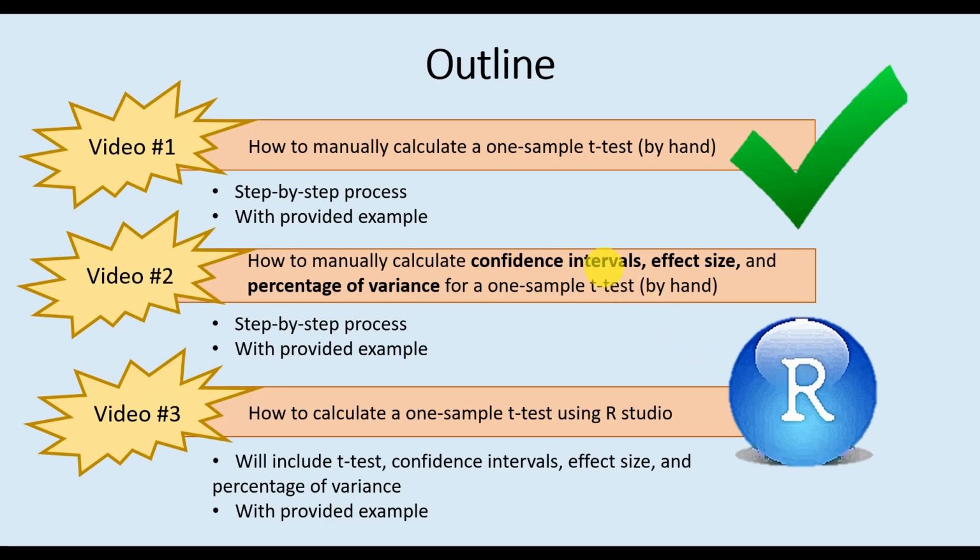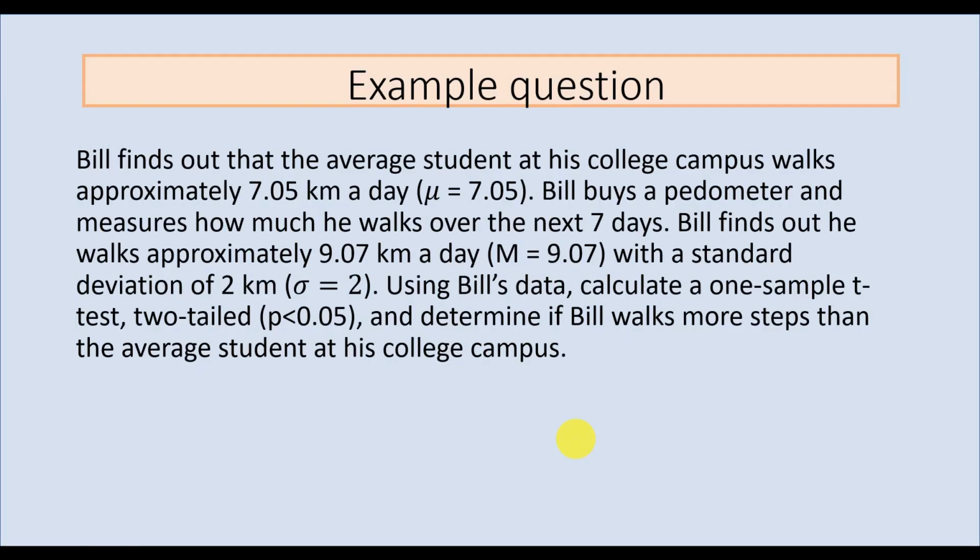The only difference this time is we're going to add a few more additional features to our results. We're going to add the confidence intervals, the effect size, and percentage of variance for our one sample t-test, but of course using the same example. And then the video after this will just be plugging a one sample t-test into RStudio, showing how to calculate the t-test, confidence intervals, effect size, and percentage variance using the same example. The third video is just to give a demonstration on how the manual results would look when you're actually using R to calculate them. But let's continue.